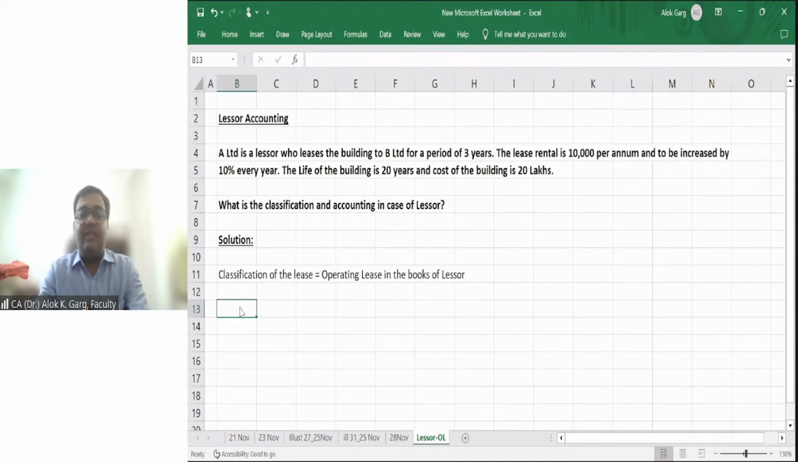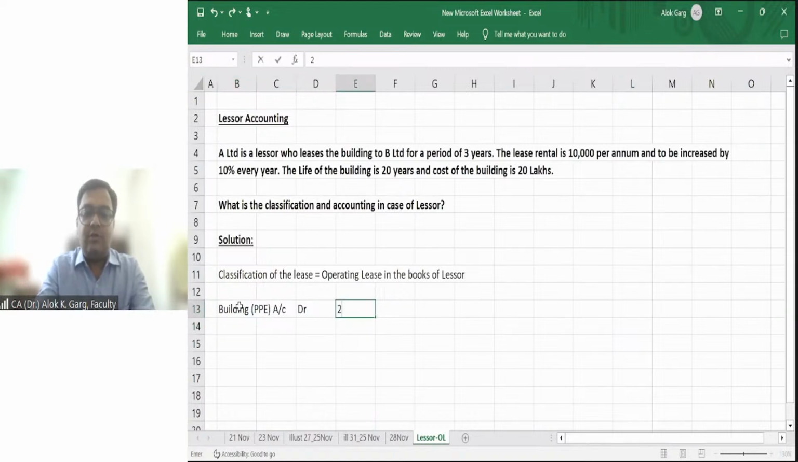Now coming to the accounting. First of all, when the lessor has purchased this building, what accounting has the lessor done? Building PPE account debit to bank account, 20 lakh rupees. And this lessor will also charge depreciation on this PPE, 20 lakh divided by 20, 1 lakh rupees every year, right? Accounting is building PPE account debit, how much? 20 lakhs, to what? Building PPE account debit to bank account.